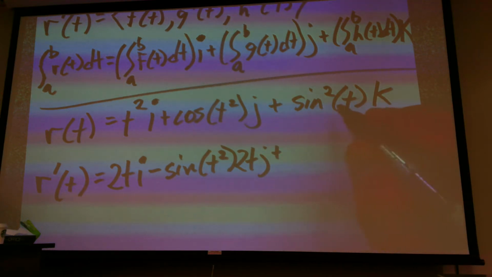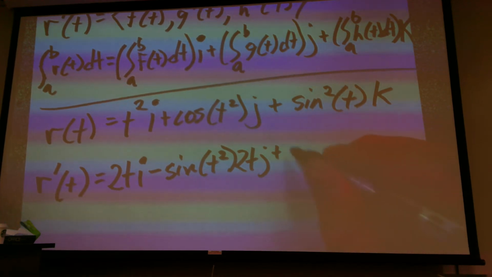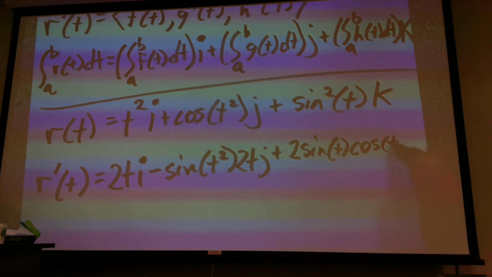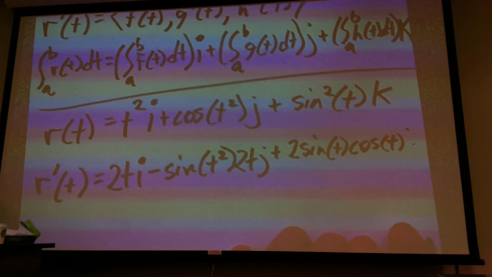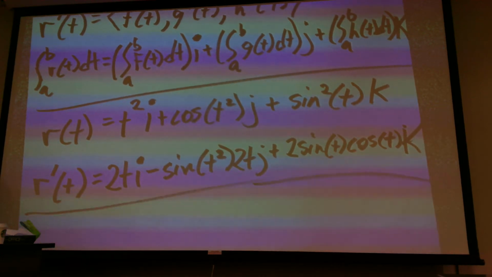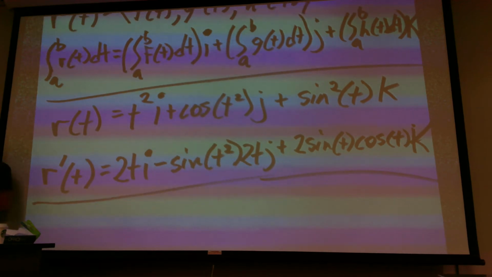And the derivative of sine squared, we have to do the chain rule on this one, so we take the derivative of the square first. That would be 2 sine of t cosine of t, times k. That's it. It's the same rules that we had learned from calculus.